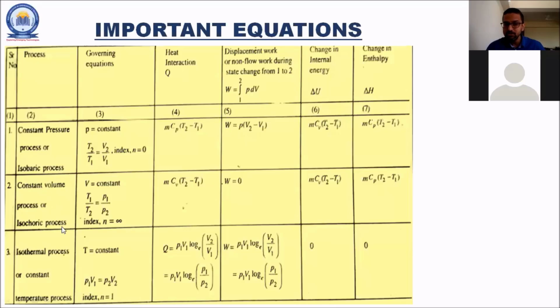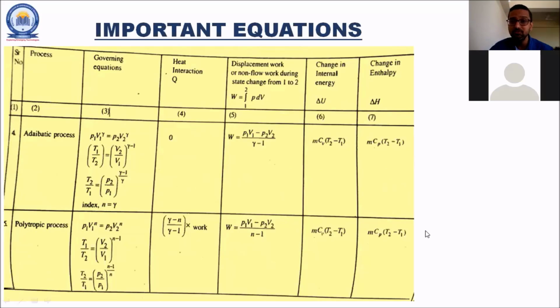Similarly, for the constant volume process and the isothermal process, no need to write down these equations, no need to write down this table, because it is already given in your textbook. So you need to remember this particular table. And if you are perfectly understanding these equations and the table, then you can easily solve any numerical of the chapter on properties of gases. So three processes, the equations are mentioned in this image.